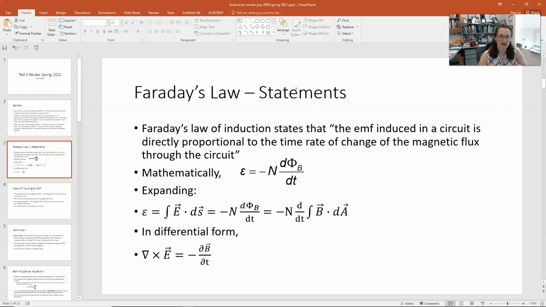So if you expand that out, remember that we derived this in class, that the electromotive force induced from Faraday's law is equal to the line integral of E dot ds, okay, no minus sign here, E dot ds, and that's equal to minus N dΦ_B/dt, which is minus N times the time derivative d/dt of the integral of B dot dA. Now, we put this also in differential form, and if you do it in differential form, the curl of the electric field is equal to the negative time rate of change of the magnetic field. So del cross E is minus partial B with respect to t. So that's Faraday's law.